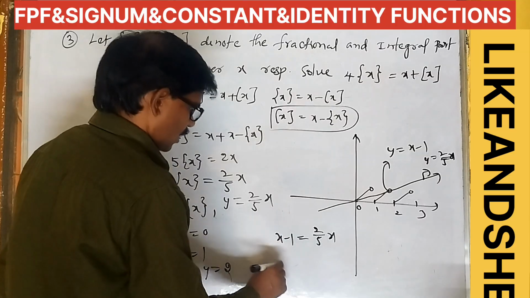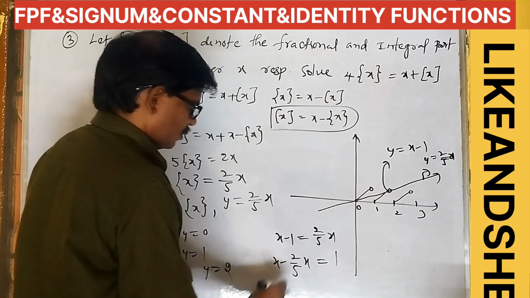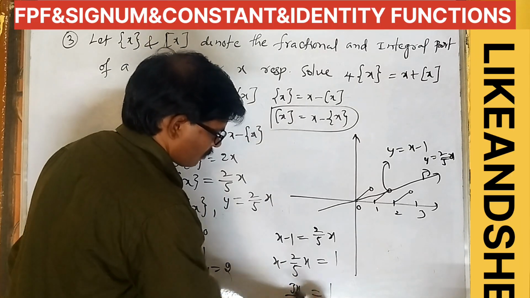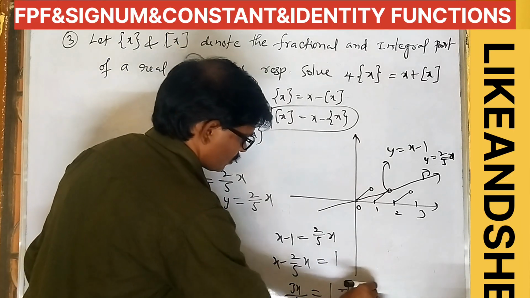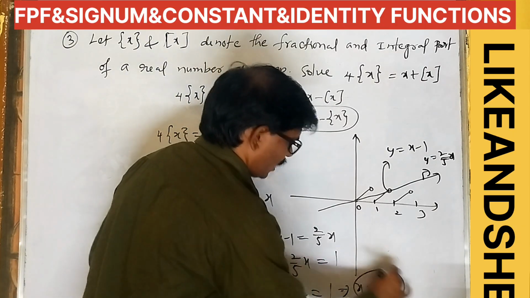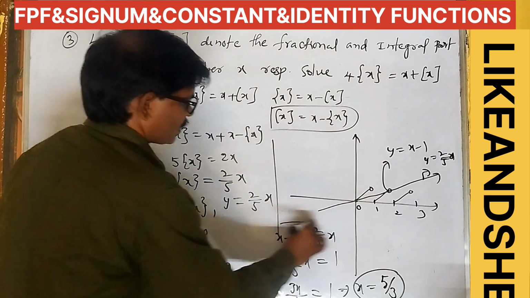Taking this to one side, x minus 2/5 x equals 1. 5x minus 2x is 3x, so 3x/5 equals 1. What is the x value? x is equal to 5/3. x = 5/3 is one value and x = 0 is another value.